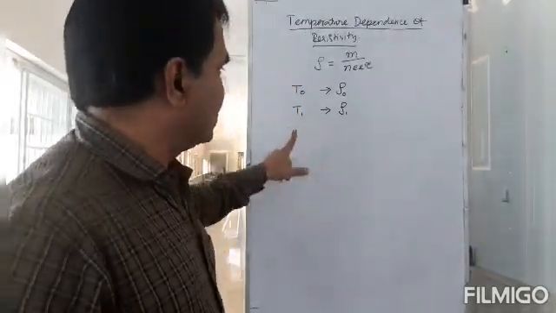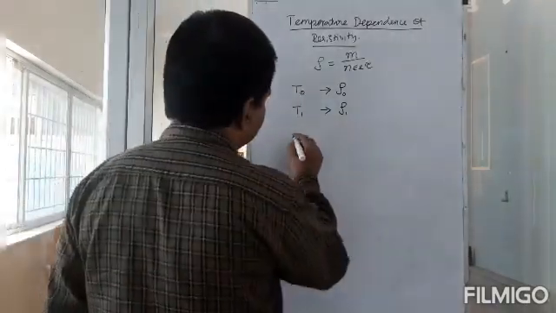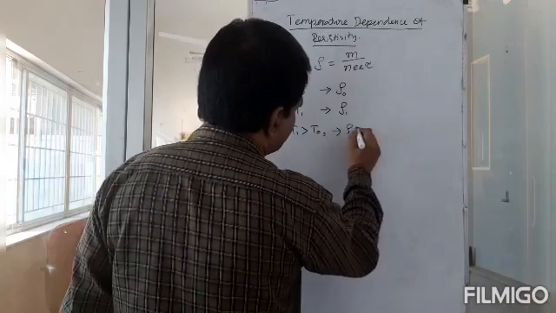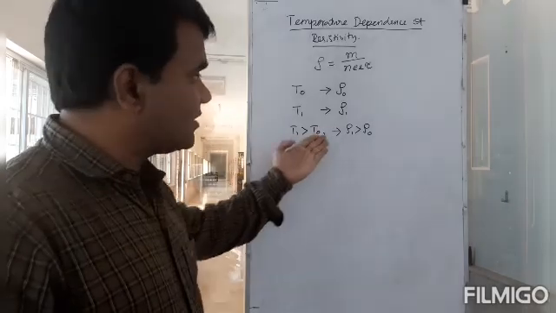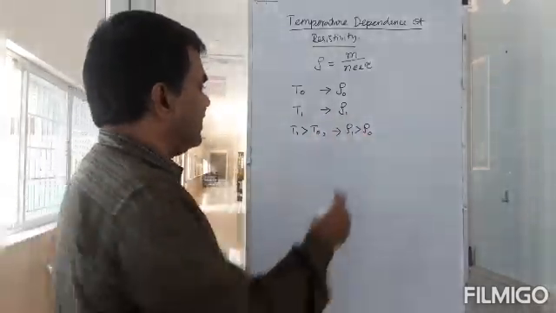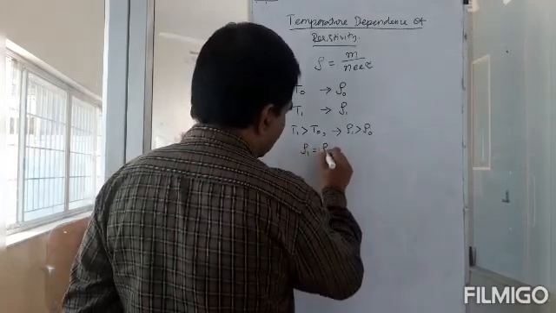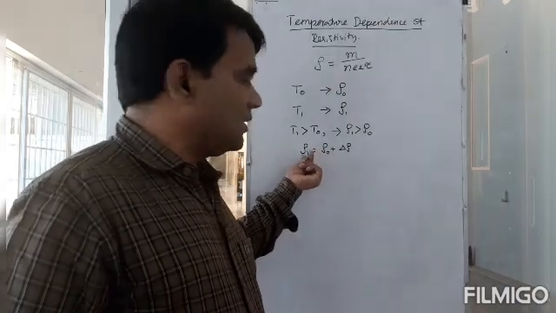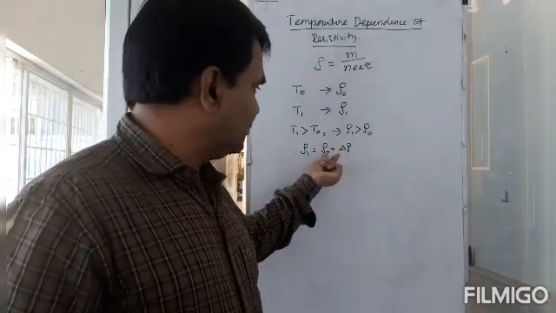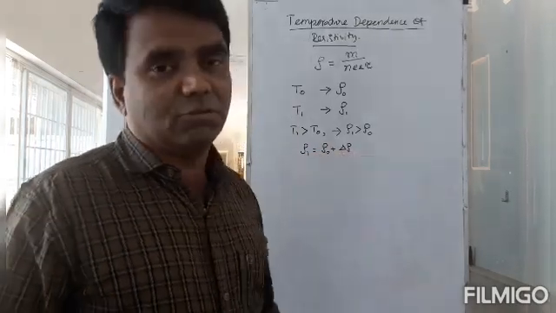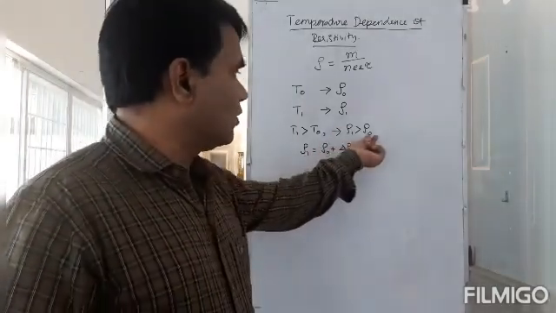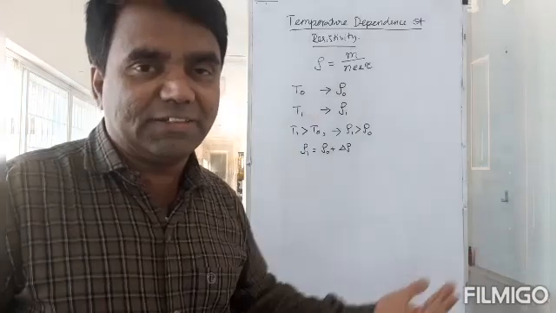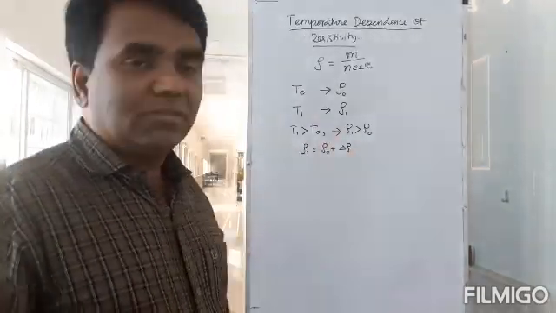So if T1 is greater than T naught, then what does it mean? It means that rho 1 must be greater than rho naught, right? As the temperature increases, the resistivity should also increase. So rho 1 can be written as rho naught plus some change in resistivity, delta rho. Suppose rho naught is 10, and rho 1 is 15, then delta rho is actually 5. That's the change in resistivity.